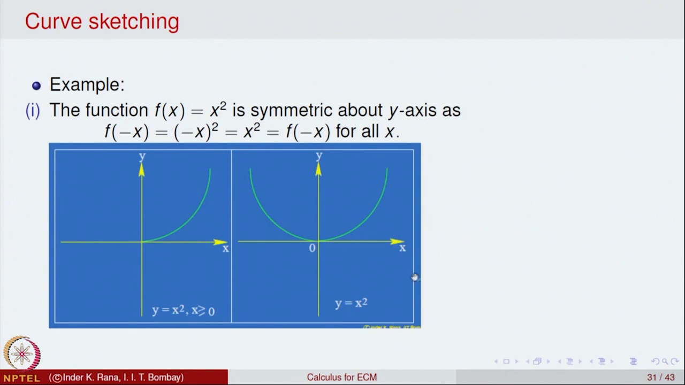For example, look at the function f of x equal to x square. It is symmetric around the y axis. If we change x to minus x, f of x remains the same, equal to x square. So, if you know the graph on the positive side, on the negative side it is just the reflection of this, which gives you the graph over the whole x axis. So, symmetry around the y axis is important, as it reduces the work in sketching the graph of the function.